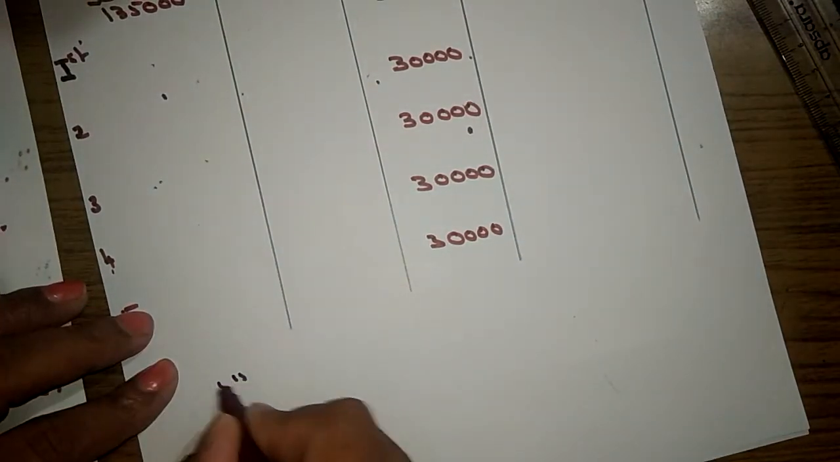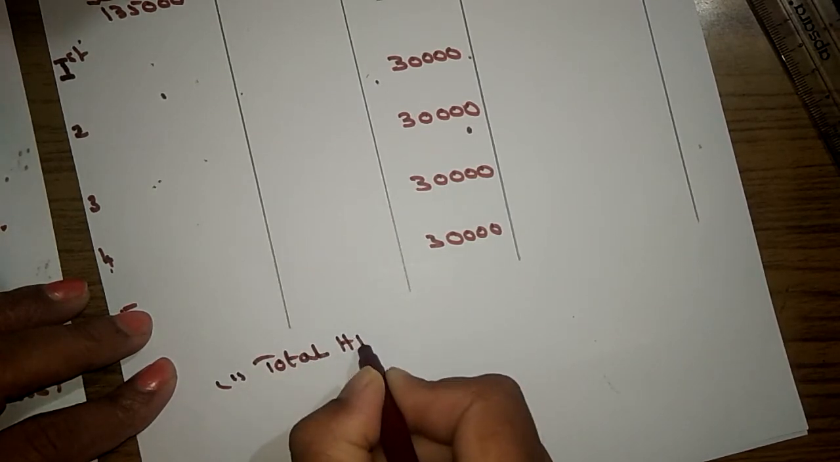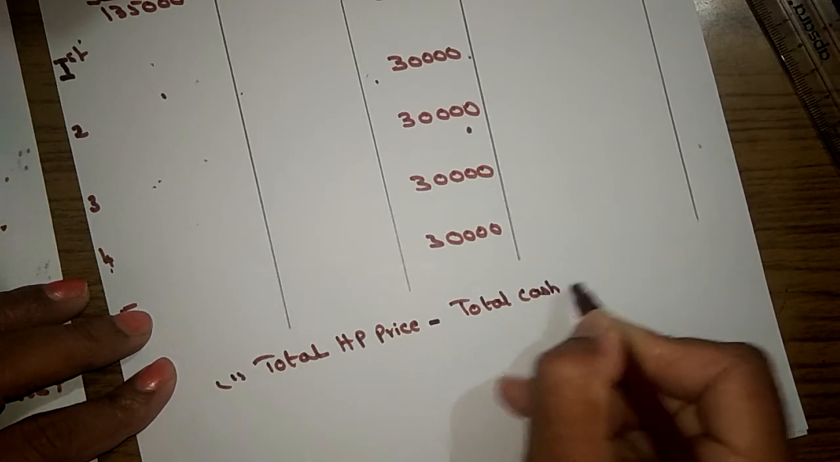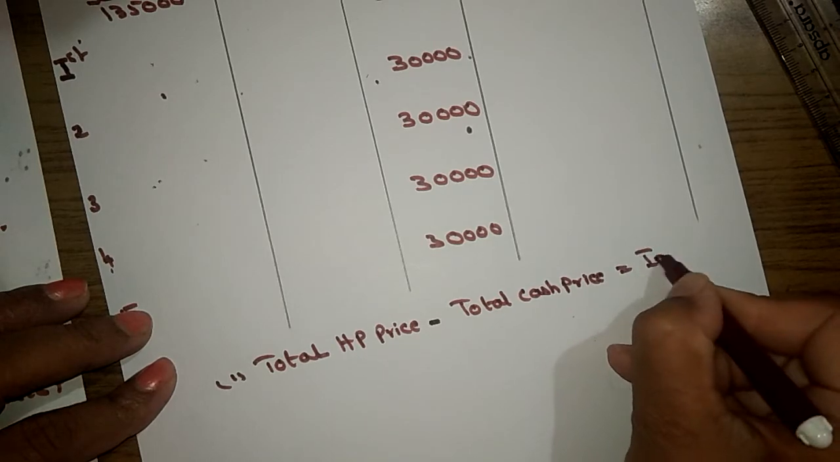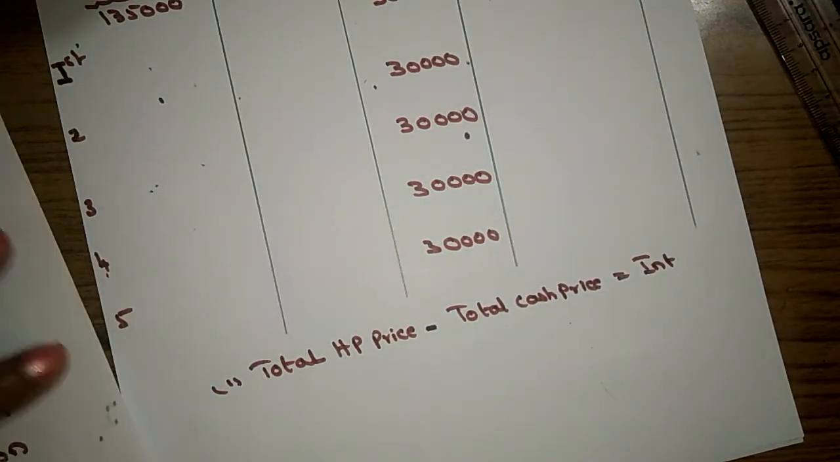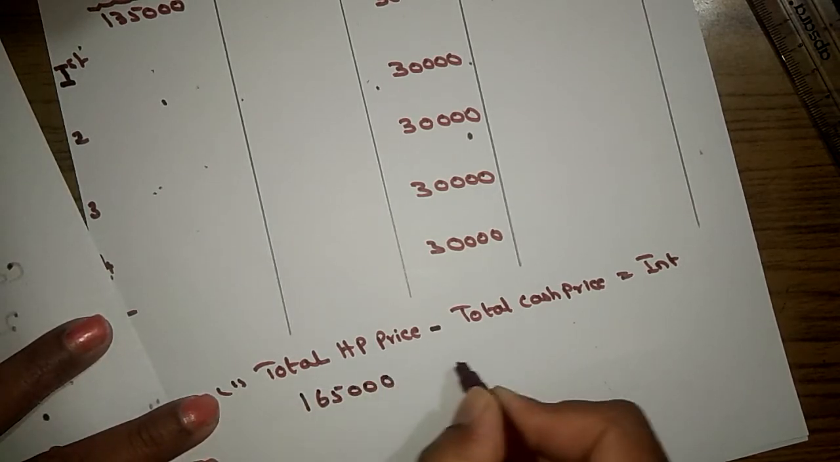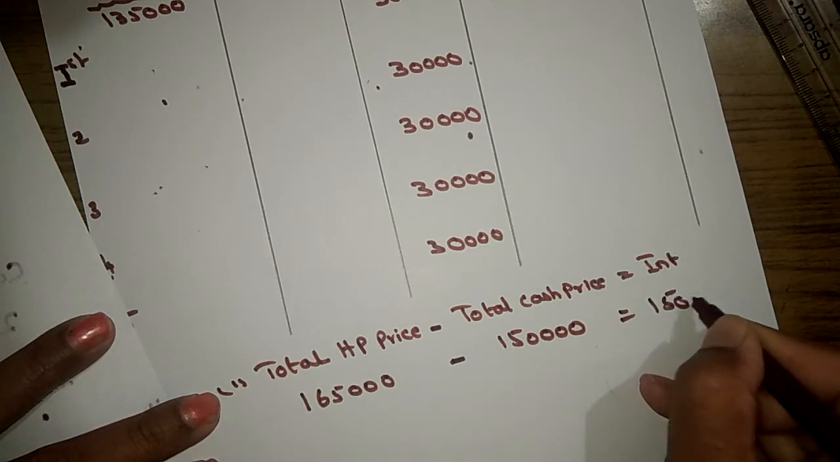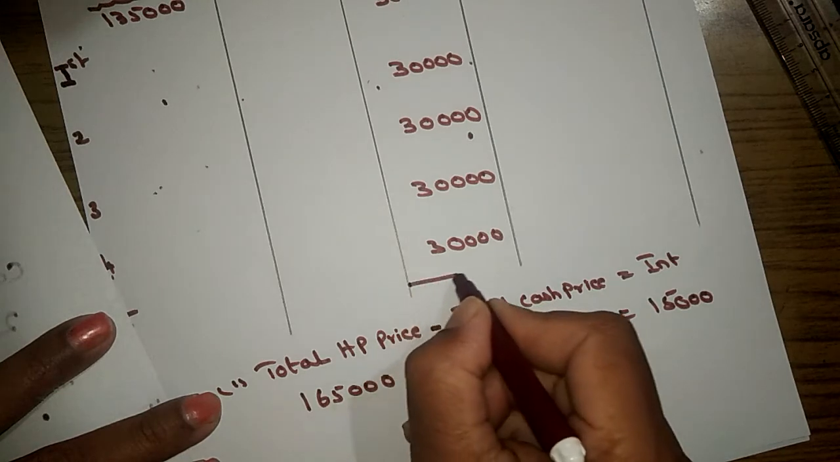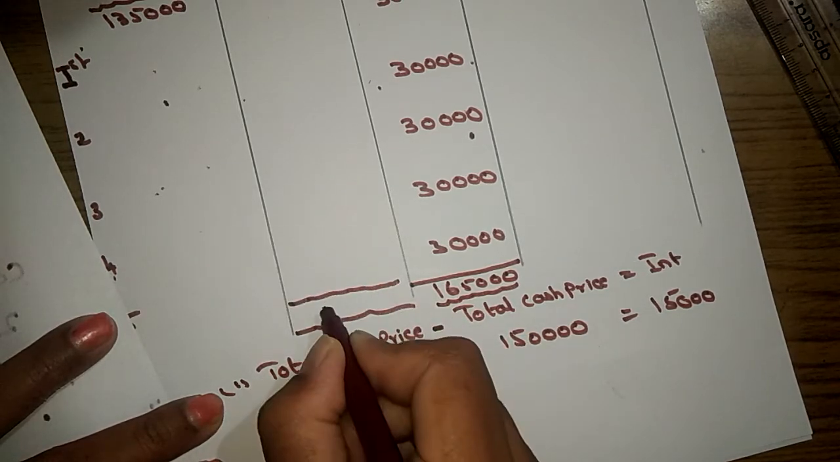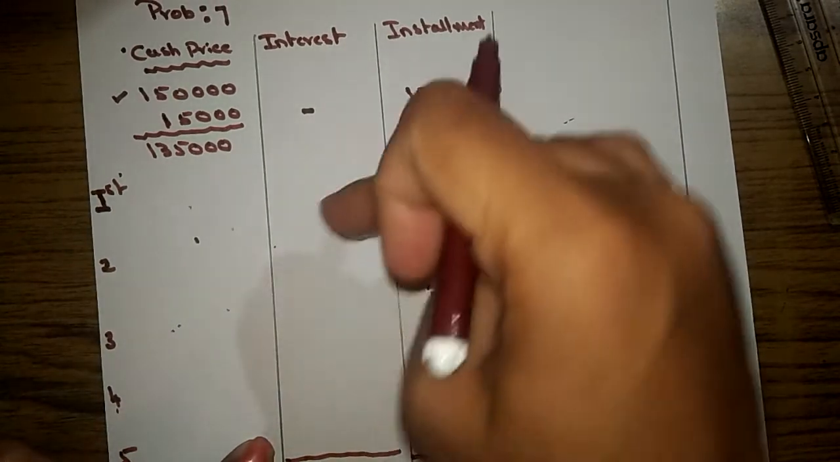The first clue says total hire purchase price minus total cash price is equivalent to interest. So let's calculate. 1,65,000 minus 1,50,000, our cash price. So 15,000 is the interest. So total HP is 1,65,000 and total interest is 15,000. So now we need to divide this 15,000 over the 5 periods of installments.